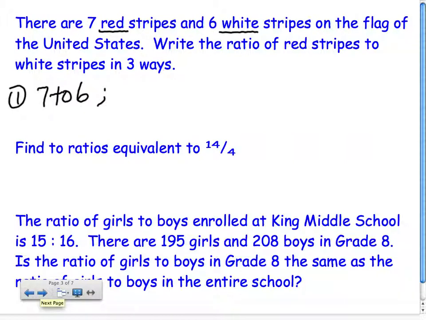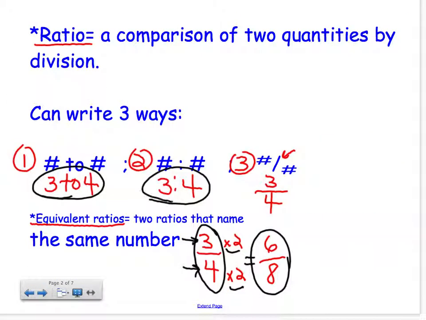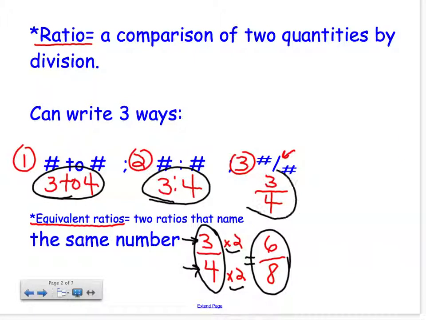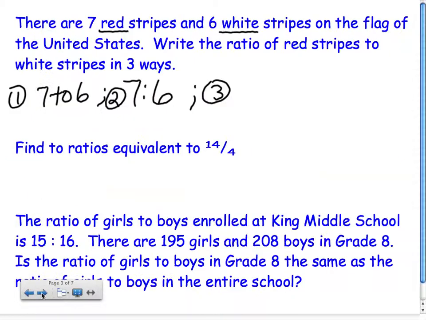The second way to do it is to use a colon, as shown back on the previous slide, and that would be 7 colon 6. And the third way to write a ratio is writing it as a fraction, just as you see here, a number over a number. So we would have 7 over 6. So those are the 3 ways to write a ratio.